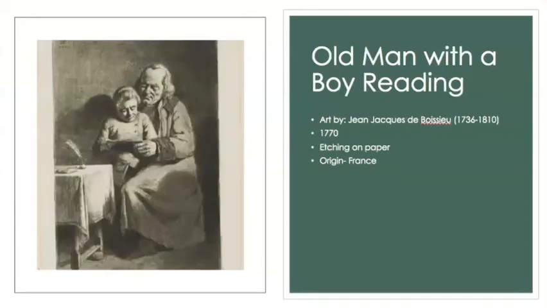The next piece of artwork that I chose is Old Man with a Boy Reading. It's art by Jean-Jacques Desbois. It was made in 1770. It's etching on paper, and its origin is France. I really like this painting just because, again, it reminds me of childhood innocence. Just because when we're younger, we can't read, so we normally have like a relative or something read to us.